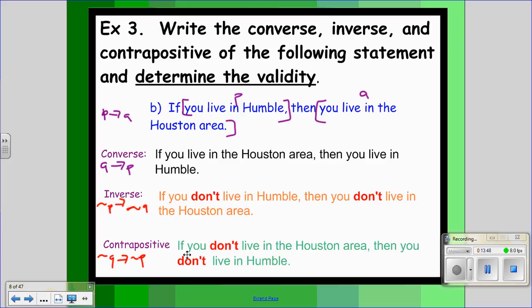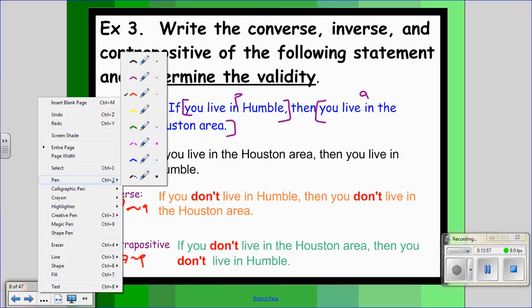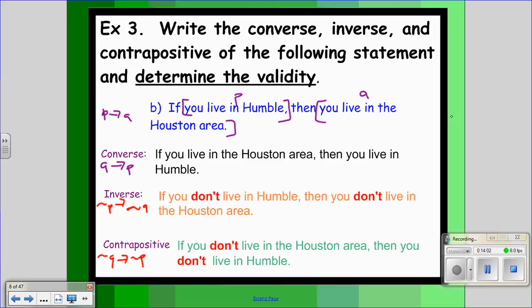So now we're going to determine the validity. And this is where it gets a little tricky. If you live in Humble, then you live in the Houston area. Is that a true or false statement? It is a true statement because the Houston area covers a large span of space. Basically, if you're in Harris County, you're in the Houston area. So if you're in Humble, you're just a small suburb of the Houston area.